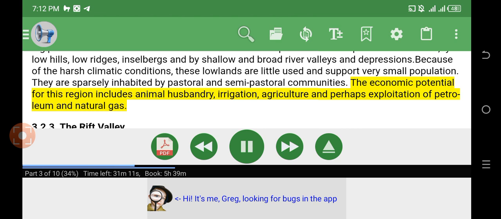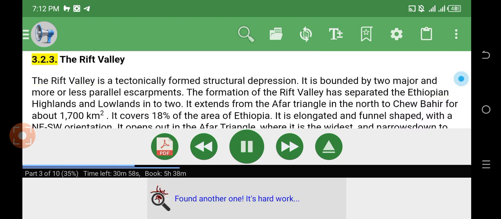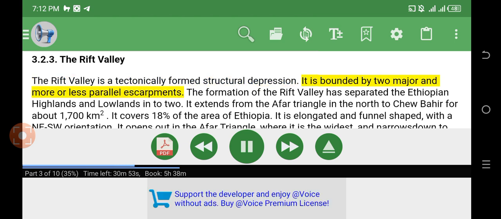3.2.3. The Rift Valley. The Rift Valley is a tectonically formed structural depression. It is bounded by two major and more or less parallel escarpments. The formation of the Rift Valley has separated the Ethiopian highlands and lowlands into two. It extends from the Afar Triangle in the north to Chubahir for about 1,700 kilometers. It covers 18% of the area of Ethiopia.